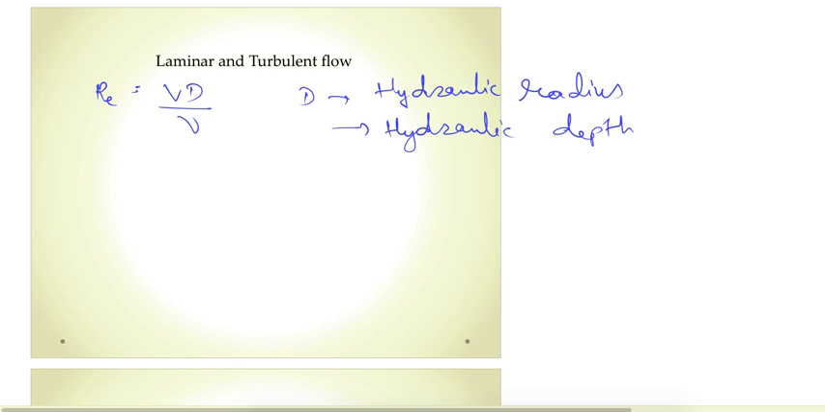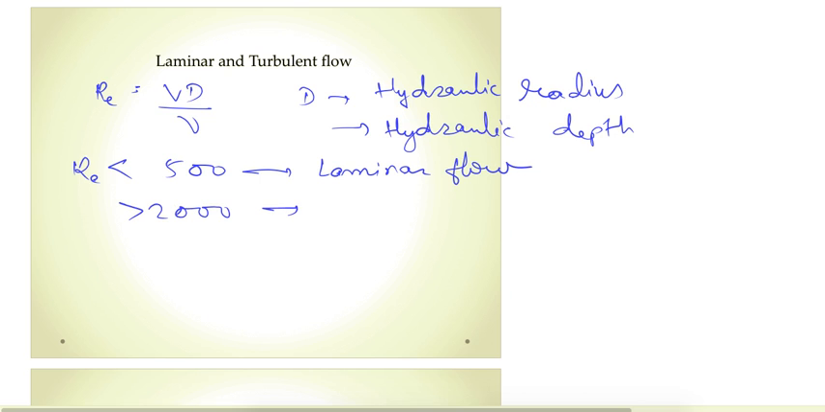So the governing numbers are: if Reynolds number is less than 500, it is a case of laminar flow. And if it is greater than 2000, it is a case of turbulent flow. In between these two, it will be transient flow condition.